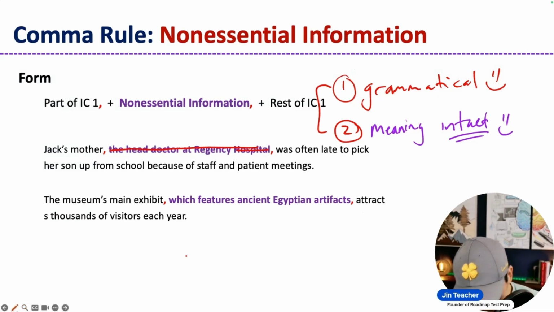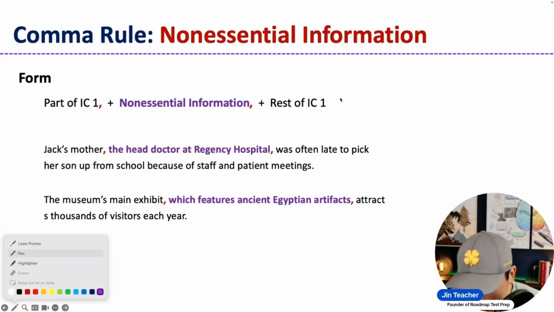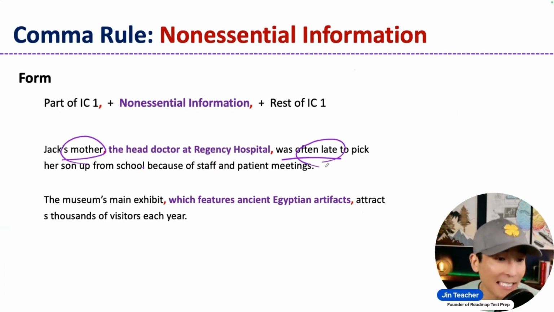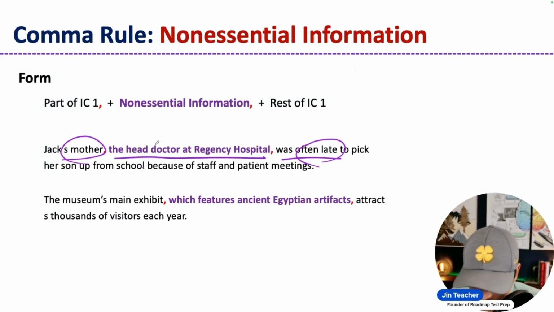So if you notice here, you guys, the core meaning of the sentence is basically telling us that Jack's mother was oftentimes late to pick her son up from the airport. That's the meaning of the sentence, right? That's the core meaning. Now, this meaning does not change, regardless of whether we know that she was the head doctor at Regency Hospital.